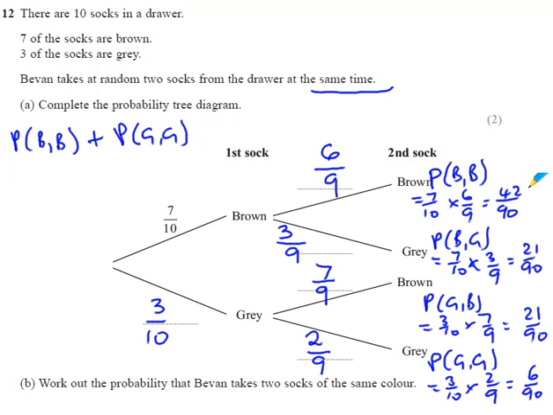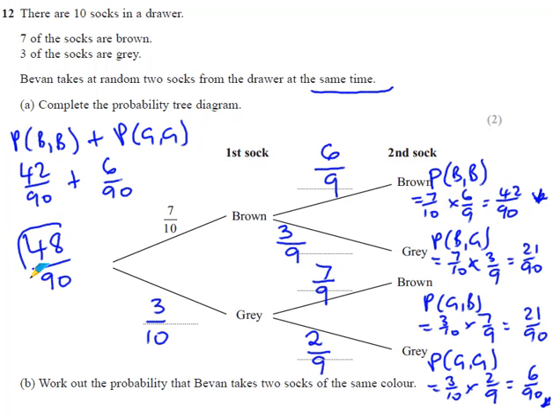So we can have either 42 out of 90 plus 6 out of 90, which is 48 out of 90. And that's our answer for the probability that Bevan takes 2 socks of the same colour. We don't need to simplify our answer of 48 out of 90 because it doesn't ask us to simplify the fraction.